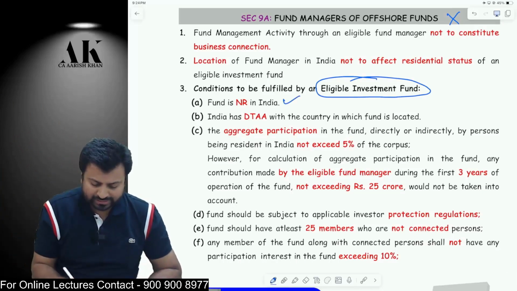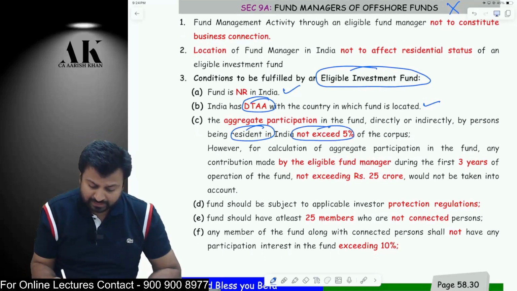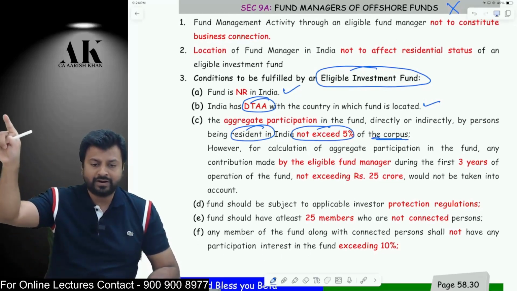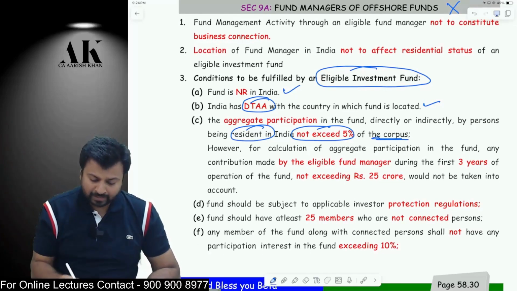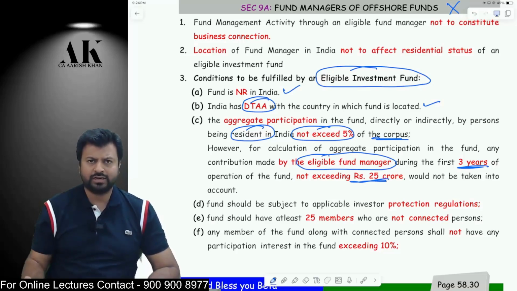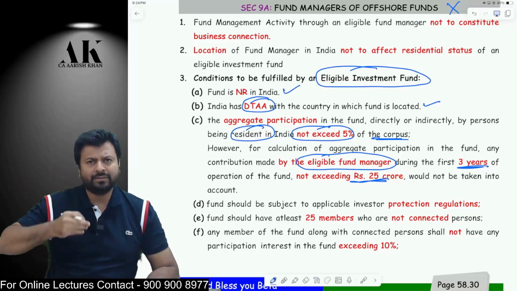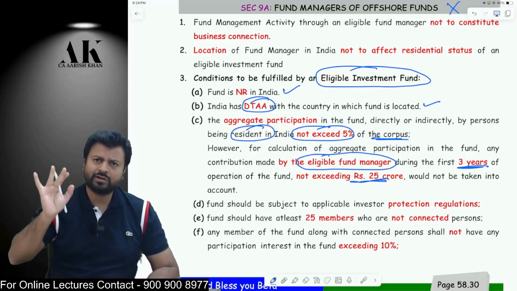The fund should be non-resident in India. The fund should be located in a country with which India has a DTAA. The Indian resident should not invest more than 5% in the fund. So the resident's investment in the fund should not be more than 5%. Okay. But the eligible fund manager can invest up to 25 crore up to 3 years. So by default, the Indian resident should not invest more than 5%. But if the manager wants to invest, it can invest up to 25 crores. Even if it crosses 5%, it is okay for the first 3 years.